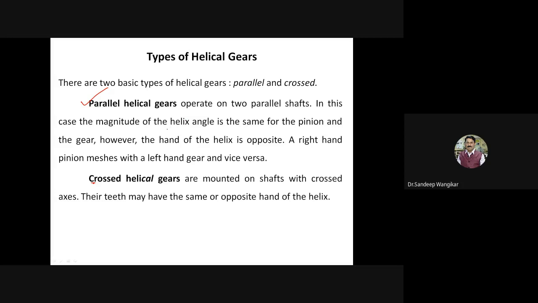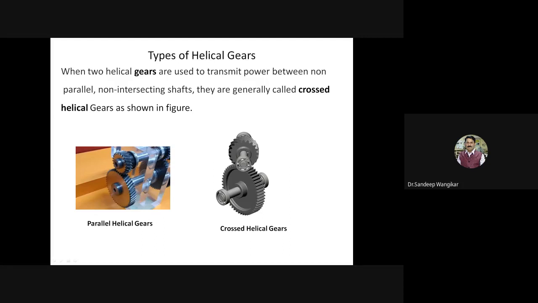In parallel and crossed helical, the gear is the same, but they are mounted on shafts with crossed axes. I will say this condition is non-parallel, non-intersecting. In the first case, the shafts are parallel, non-intersecting but parallel. In the second case, non-parallel, non-intersecting. All things are the same. See here, parallel shafts with one right hand, one left hand. In this other case, the axis is totally different, crossed helical gear, so they are neither parallel nor intersecting. So this is the application of crossed helical gears.